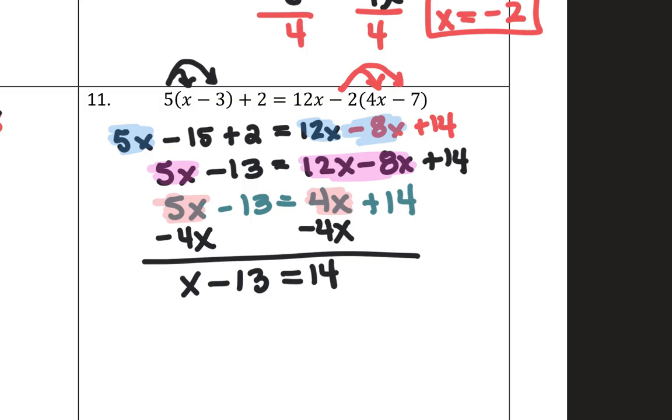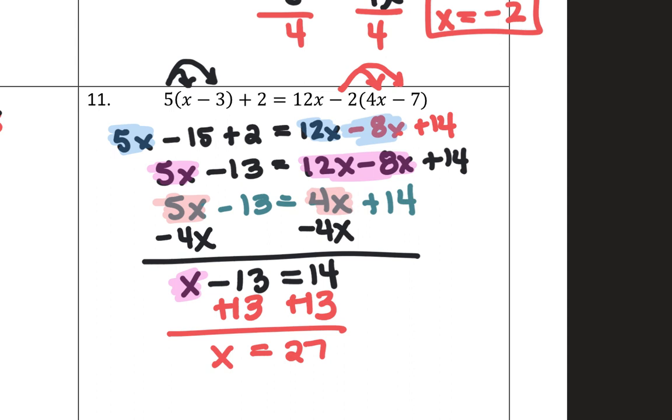Again, I'm highlighting the variable. The x's are all together. So now I need to move over my numbers. All right, what do I move over? Needs to be the 13. So let's add 13 to both sides. X equals 27.